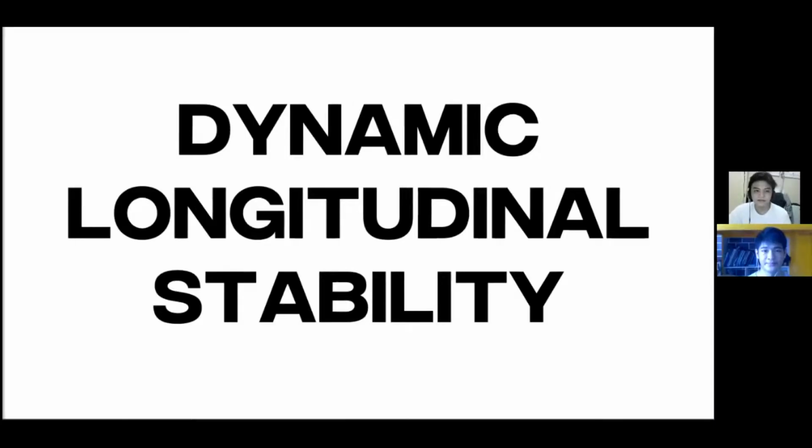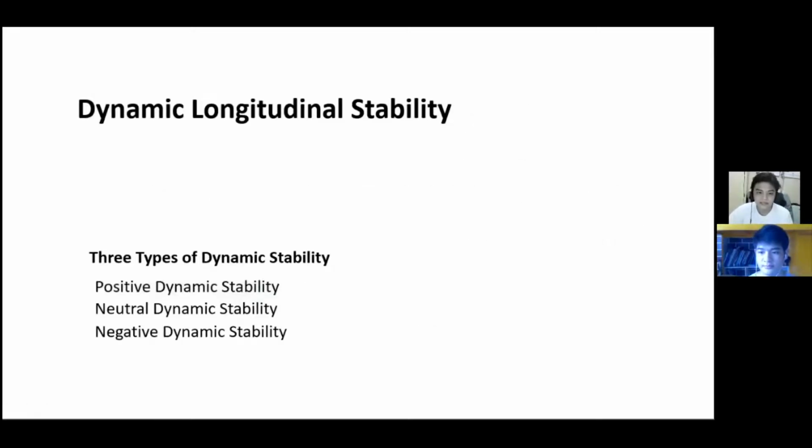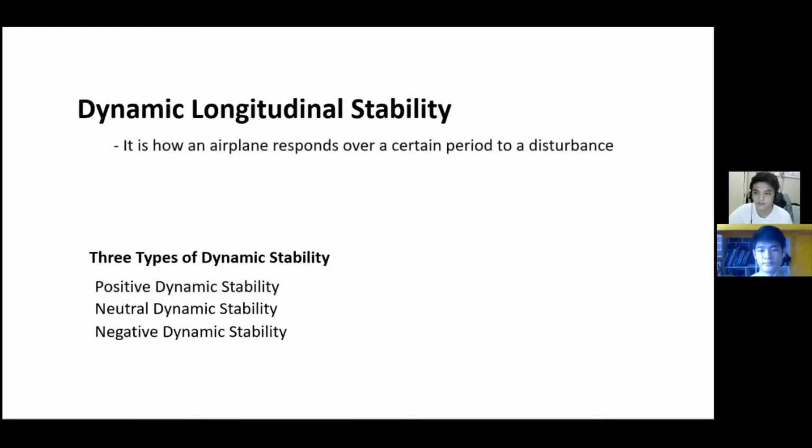So, moving to the next topic, which is dynamic stability. Like in static stability, dynamic longitudinal stability has three types. But first, ano nga ba yung dynamic longitudinal stability? Dynamic longitudinal stability is how an aircraft or an airplane responds over a certain period of time to a disturbance.